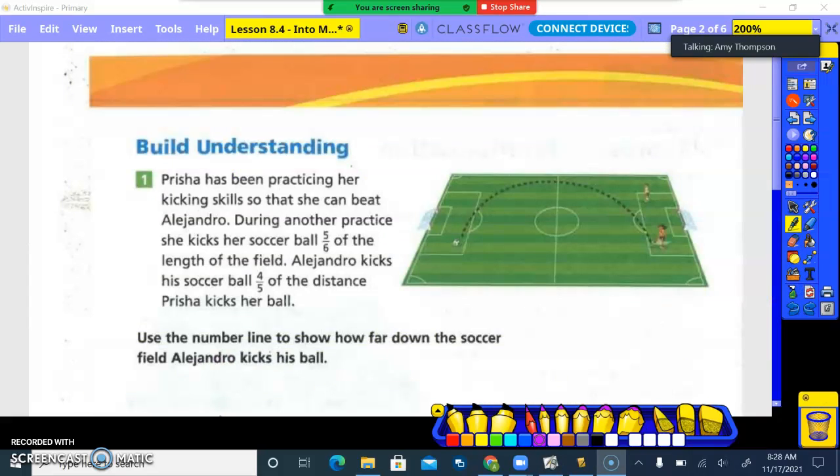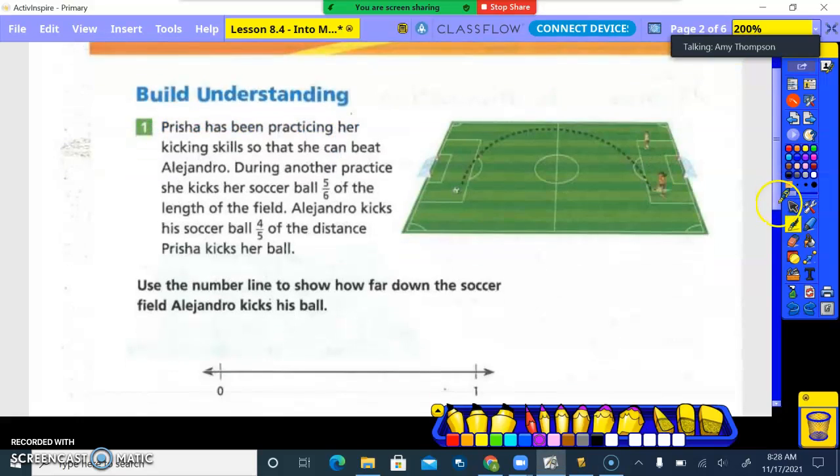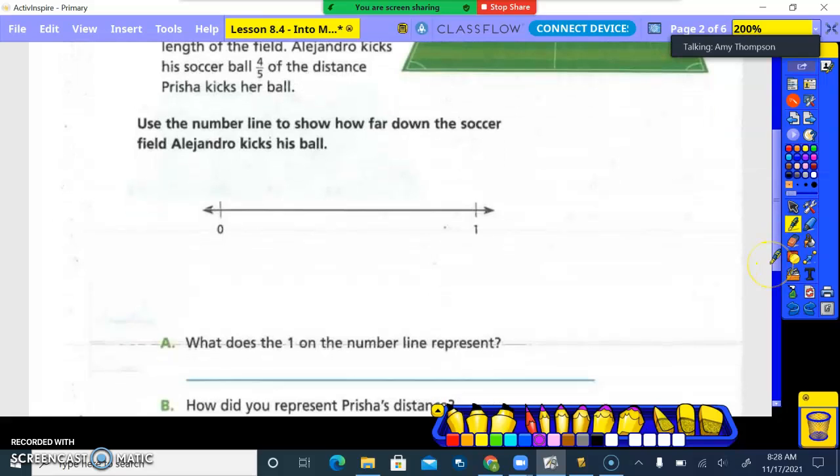Build understanding. Prisha has been practicing her kicking skills so that she can beat Alejandro. During another practice, she kicks her soccer ball 5/6 of the length of the field. Alejandro kicks his soccer ball 4/5 of the distance Prisha kicks her ball. Use the number line to show how far down the soccer field Alejandro kicks his ball. Okay, so they once again gave us one as a whole.